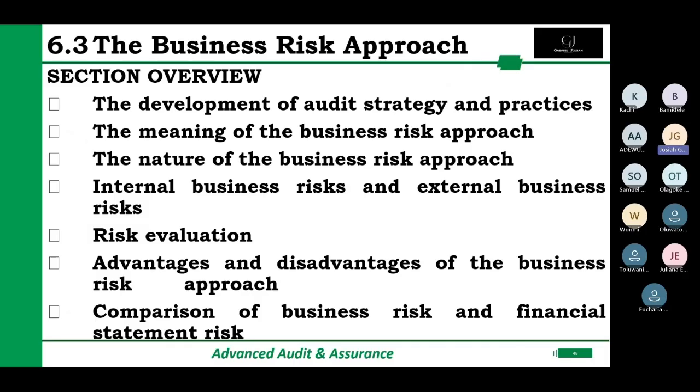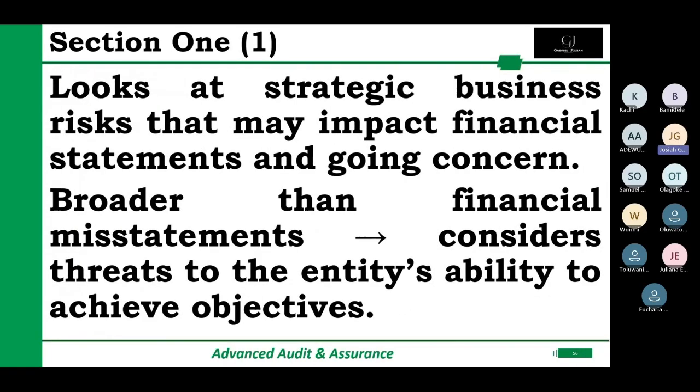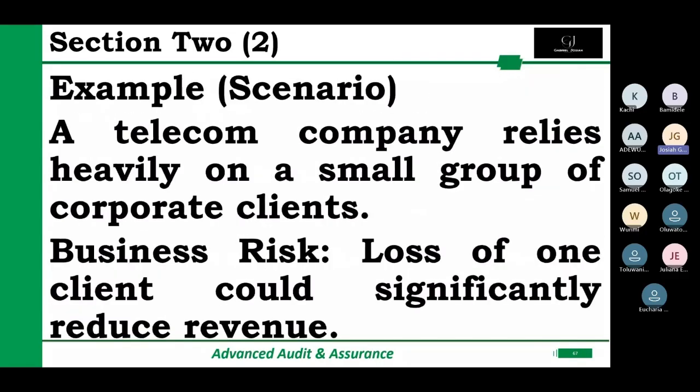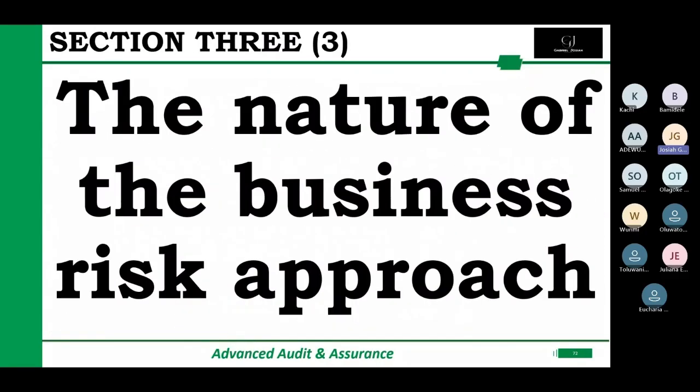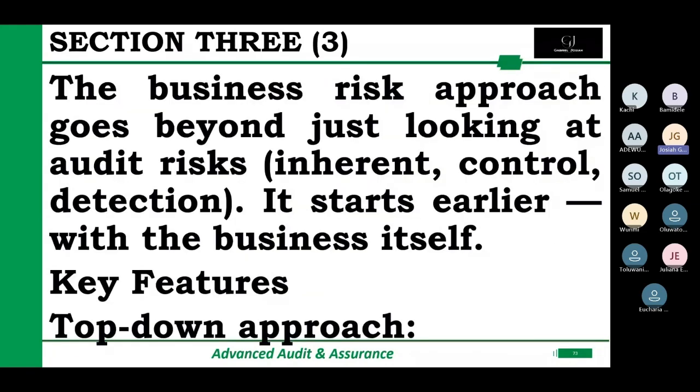So we've spoken to the development of the audit strategy and practices, and we've spoken to the meaning of the business risk approach. So the third unit, or the text section we'll be looking at, is the nature of the business risk approach. So let's try to run as we have this conversation around section 3, which speaks to the nature of the business risk approach. Okay, so speaking to the business risk approach, we've looked at the introduction in the just concluded section.